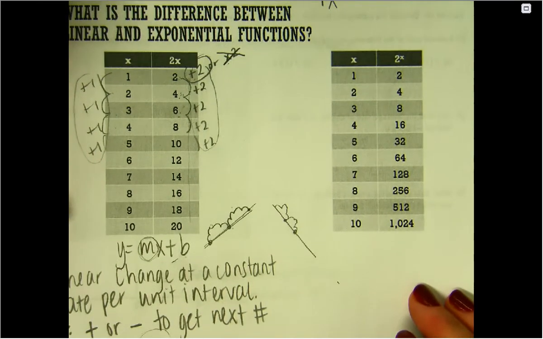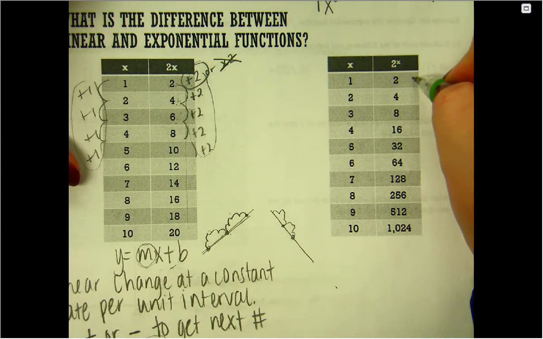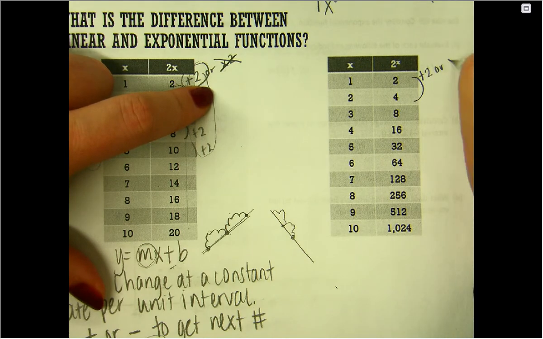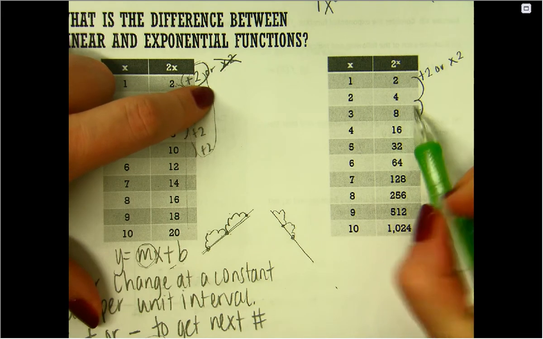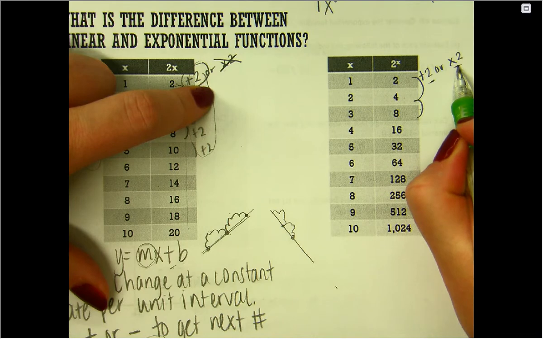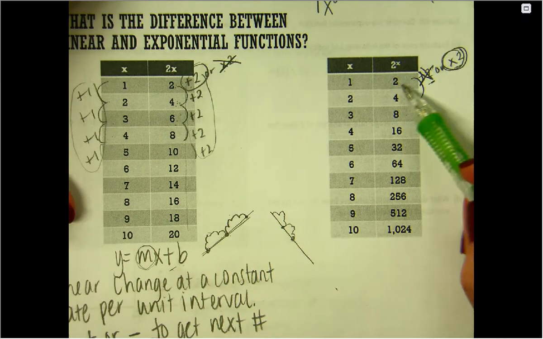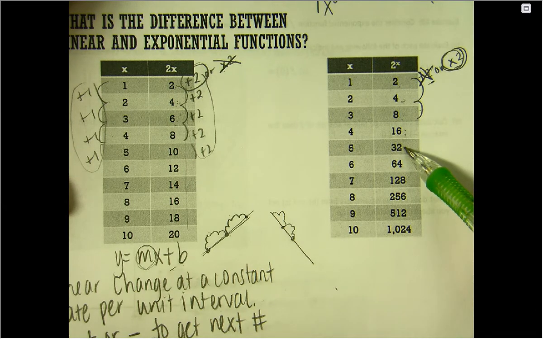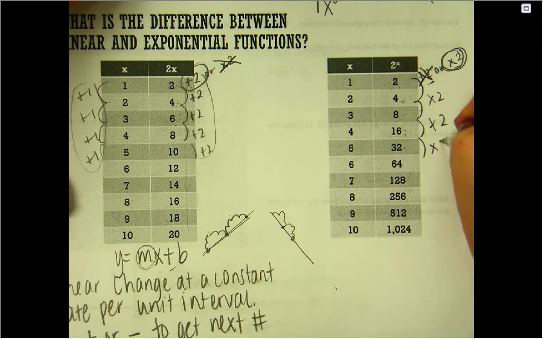Now let's look at our exponential, or look at this table, okay? So let's look at how we're moving here. So 2 to 4. Okay, well, I can either add 2 or I can multiply by 2. Now let's look at this second little section. How do I get from 4 to 8? Do I add 2 or do I multiply by 2? Okay, I'm multiplying by 2. 2 times 2 is 4. 4 times 2 is 8. 8 times 2 is 16. 16 times 2 is 32. So I'm multiplying each and every time to get to the next number.